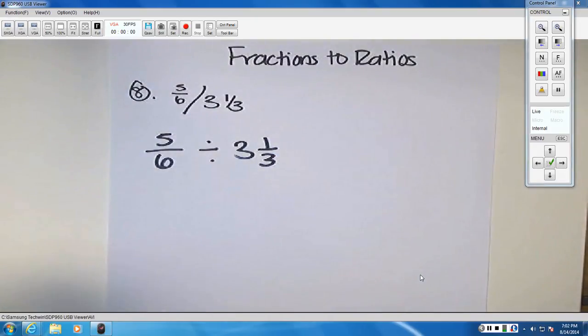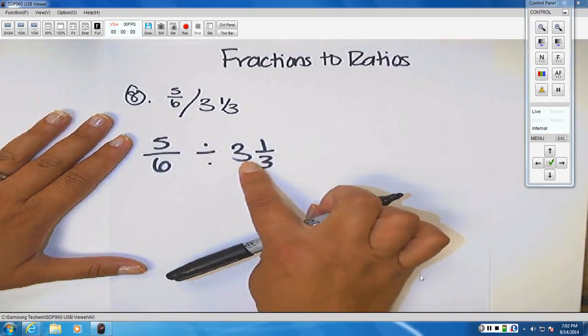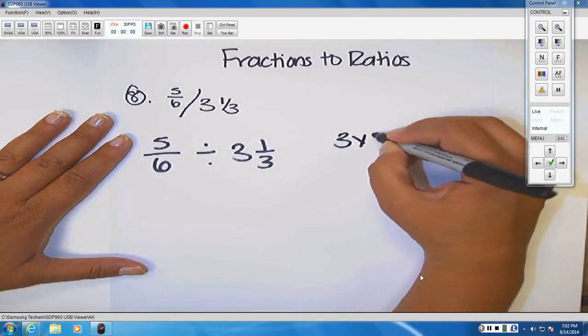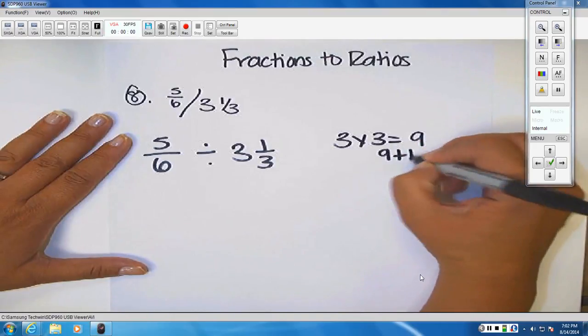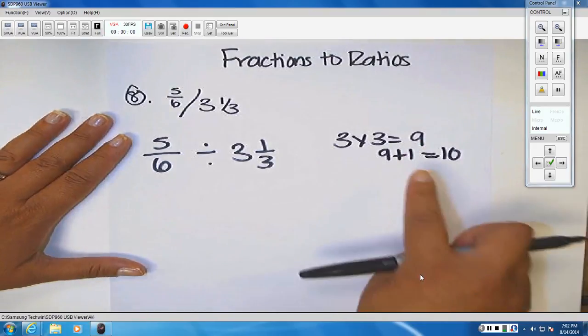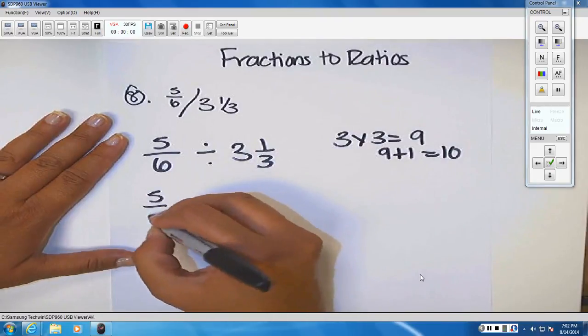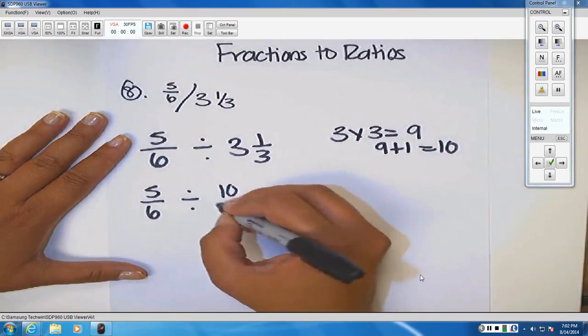The first thing we have to do is take that mixed fraction and turn it into an improper fraction. And remember how to do that. We're going to take our denominator, multiply it by our whole number, and add the numerator. So 3 times 3 is 9. 9 plus 1 is 10. Okay? And so I end up with 5/6 divided by 10/3.